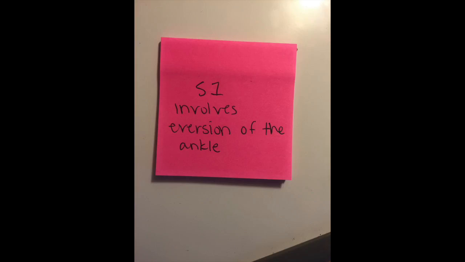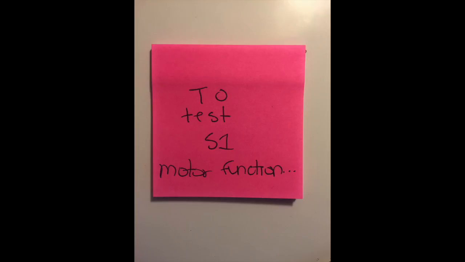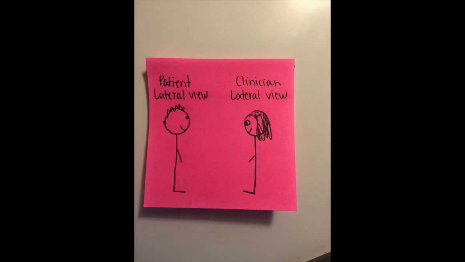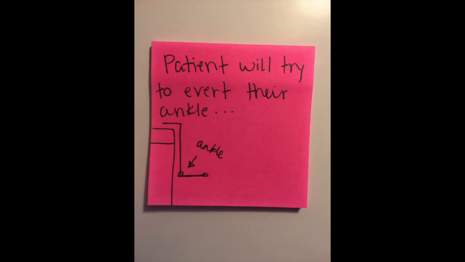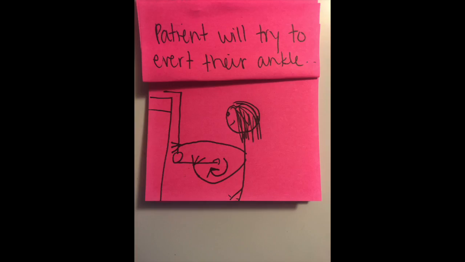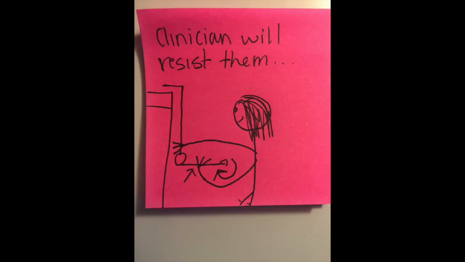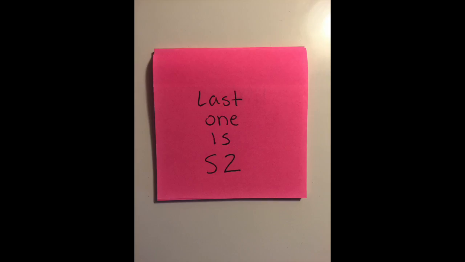Next is S1. S1 involves eversion of the ankle. To test S1 motor function, have the patient sit at the edge of the table. The patient will try to evert their ankle, and the clinician will resist them. That is done to test S1 motor function.